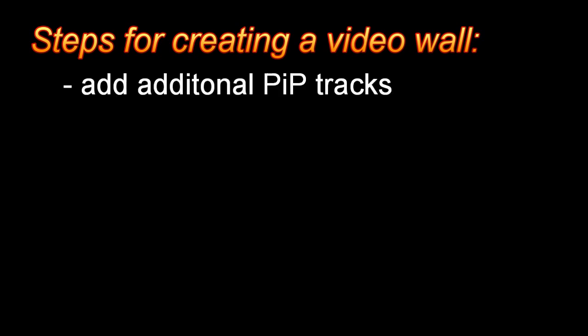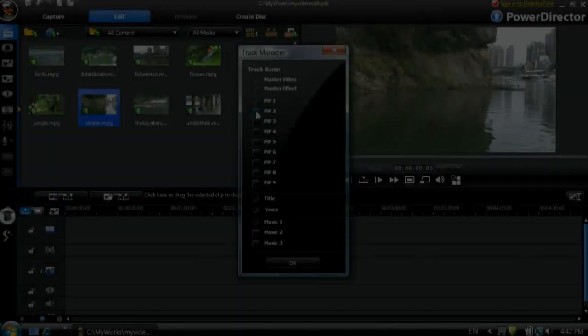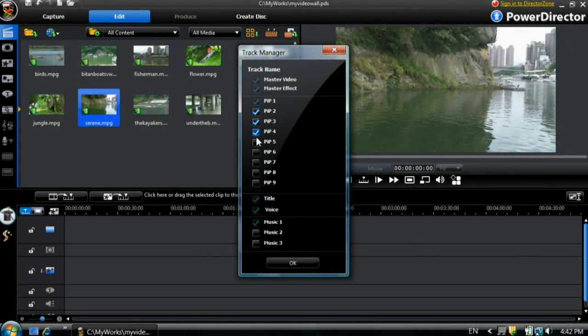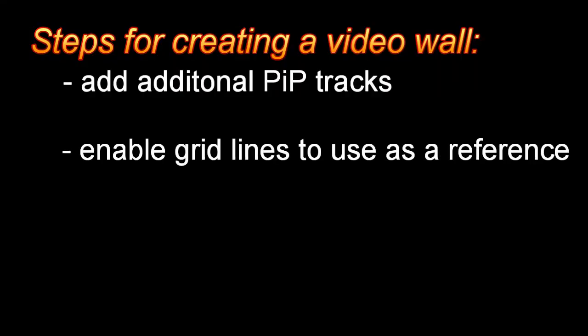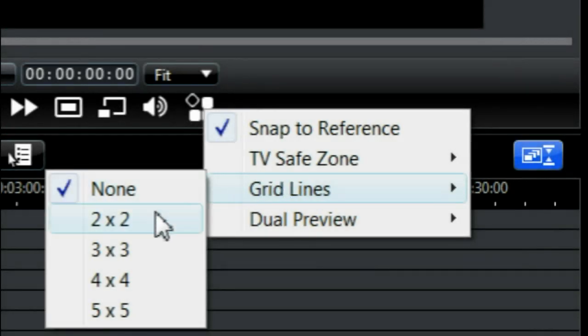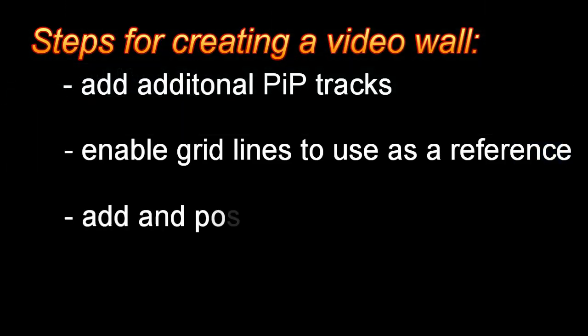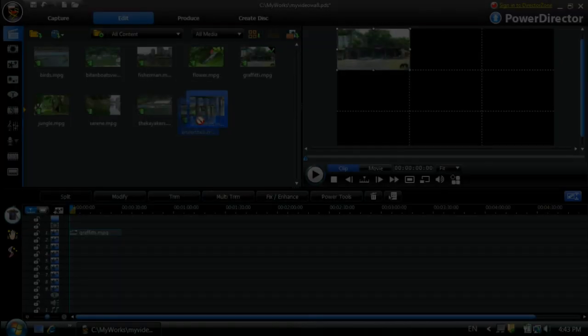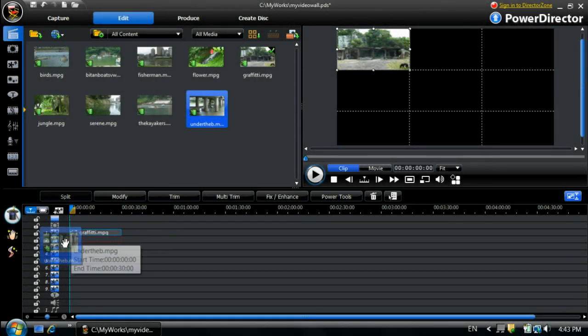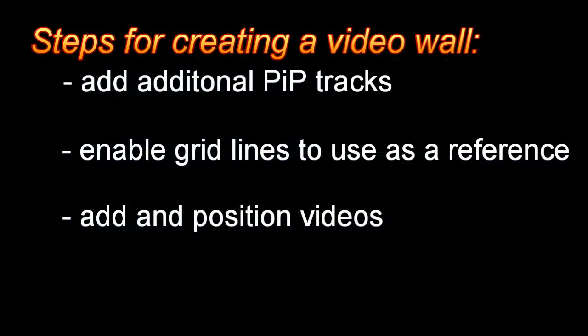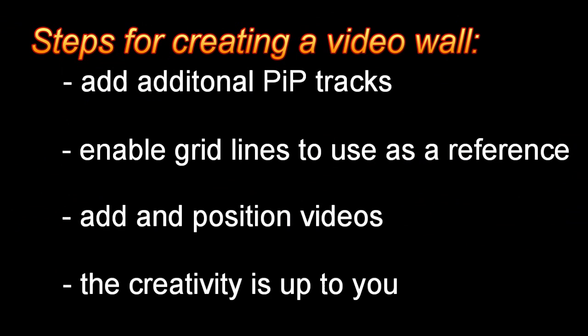To review, here are the steps for creating a video wall in CyberLink PowerDirector 8. Add additional PIP tracks to the timeline using the Track Manager. Enable grid lines to use as a reference. Add and position your videos on the PIP tracks. The creativity is up to you.